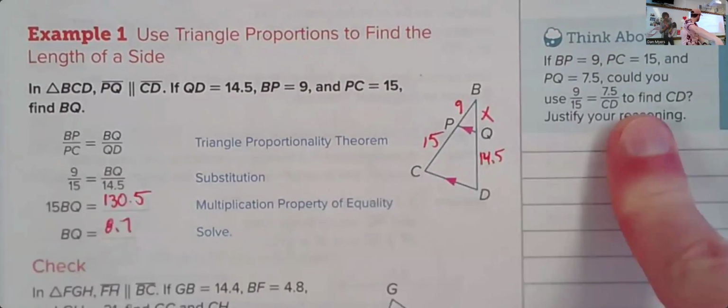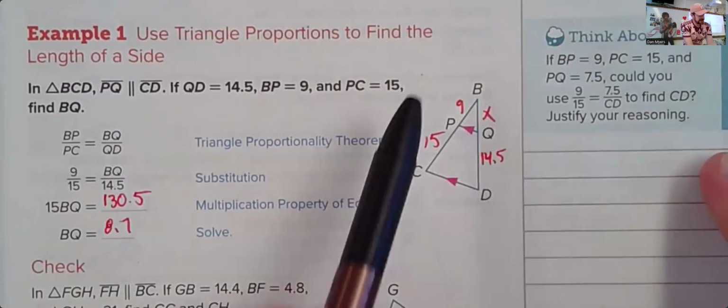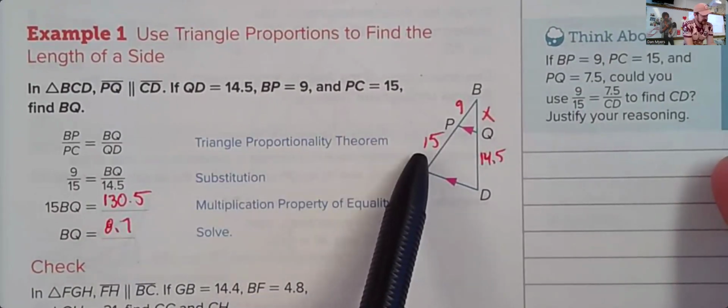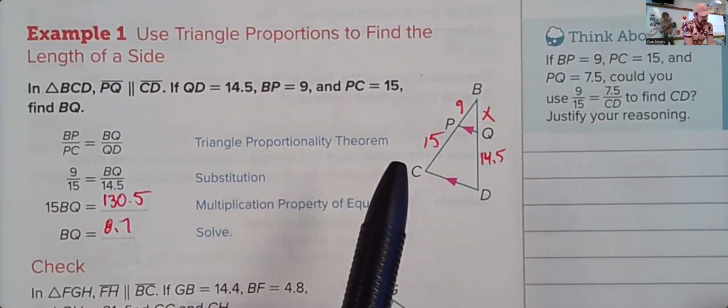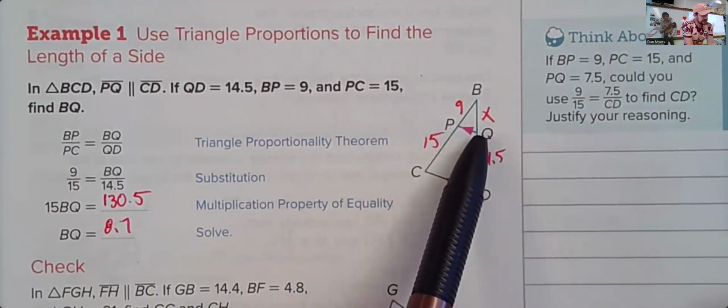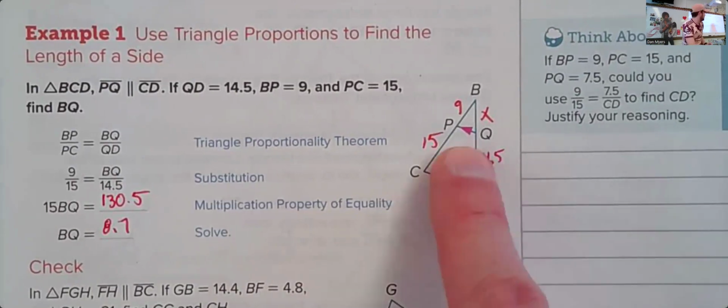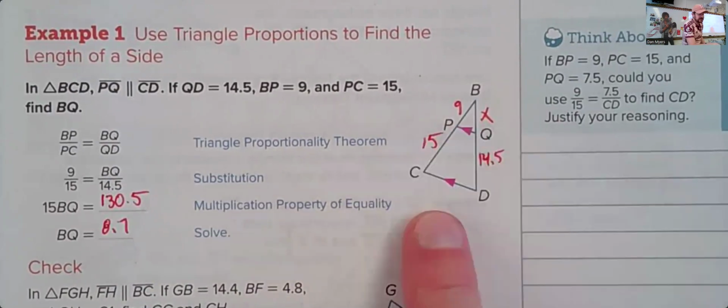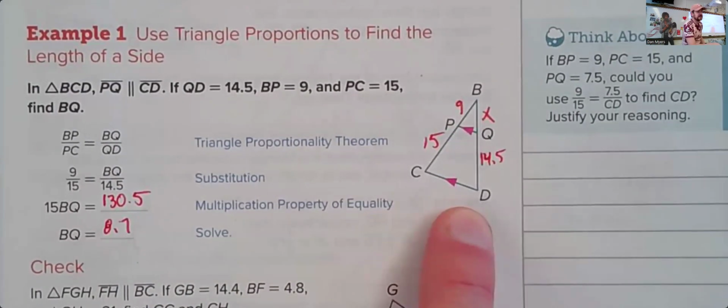This question over here. If BP equals 9, okay, PC equals 15, all right, that's what we got so far, and PQ equals 7.5. So imagine that the parallel length here is 7.5. Could you use 9 over 15 is equal to 7.5 over CD to find the length of CD?